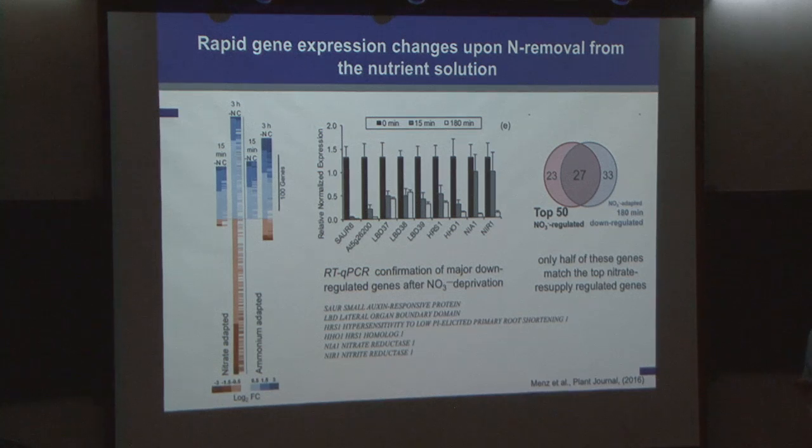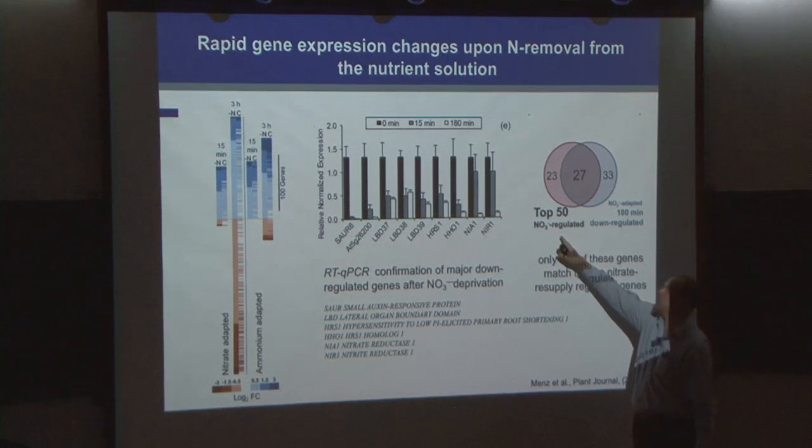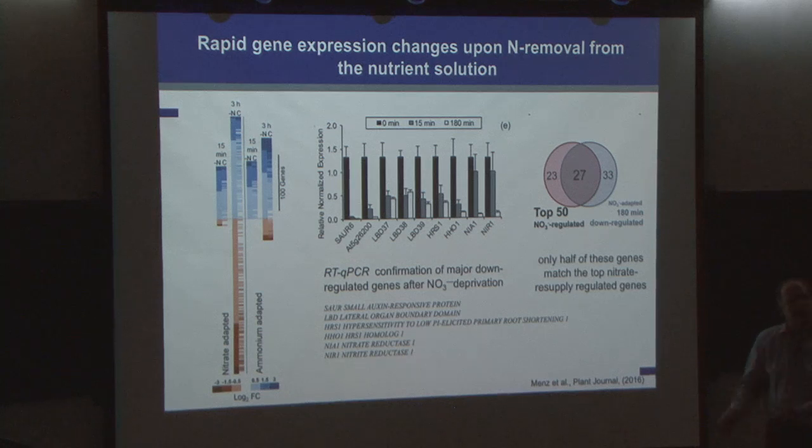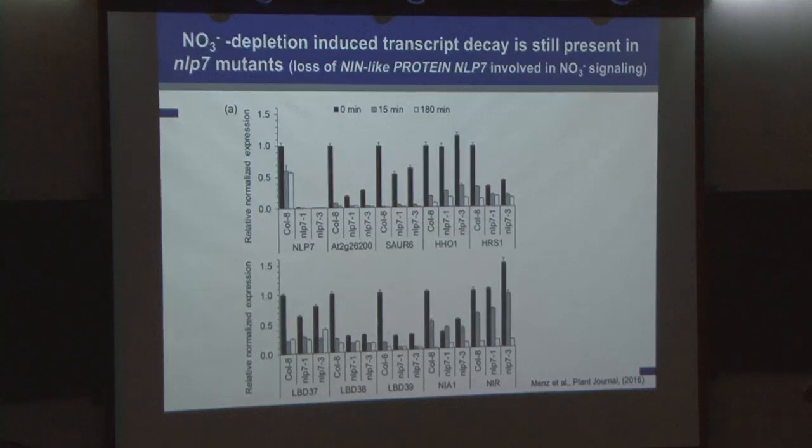Well, half of the top 50 nitrate resupply regulated genes, half of them are found in our nitrate deprivation experiment. So it's not exactly the same whether you resupply nitrate and activate gene expression, or deplete nitrate and see degradation or decrease of RNAs. Okay, so let's go a little bit further.